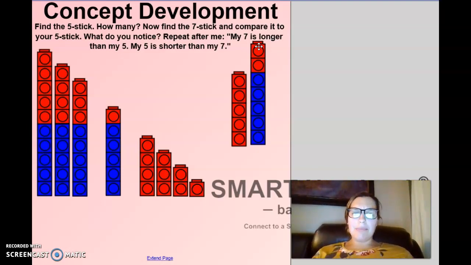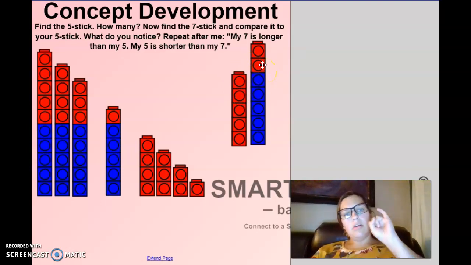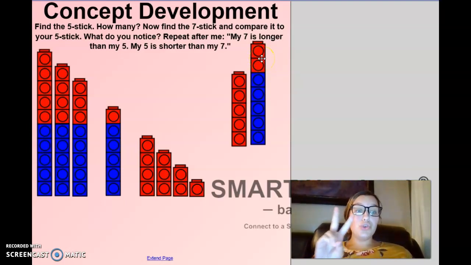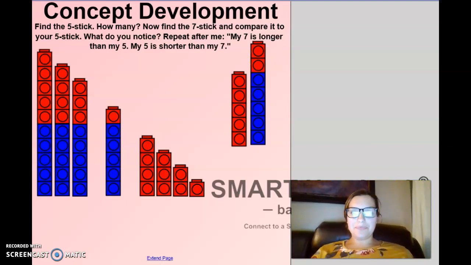By how many? How many cubes longer is that 7 stick? Well, here's where they are equal. So count up from where they're equal. 1, 2. So my 7 stick is 2 cubes longer than my 5 stick.